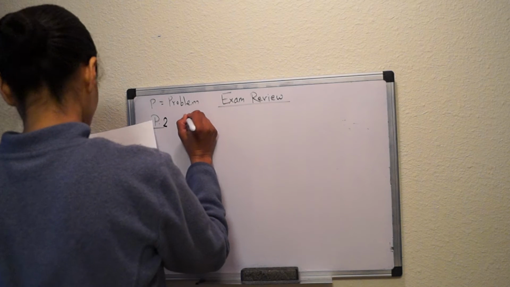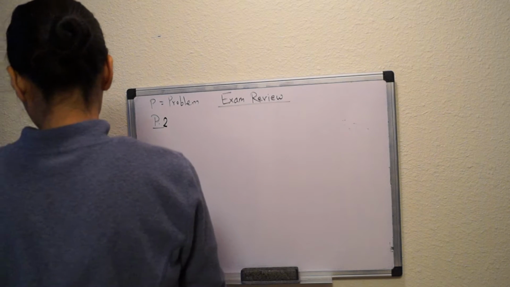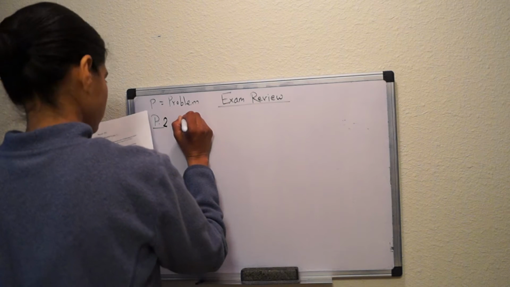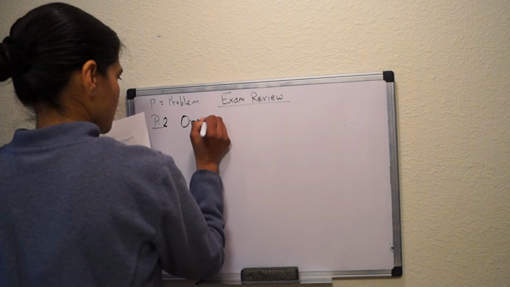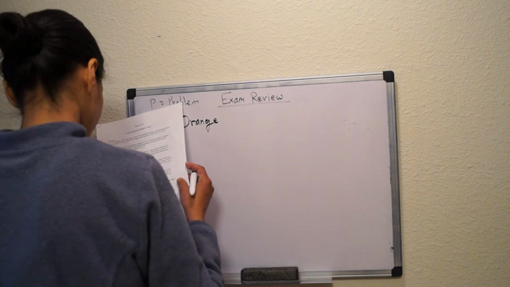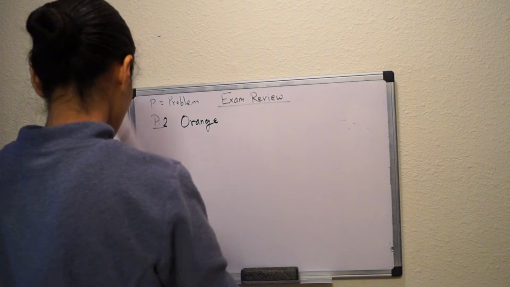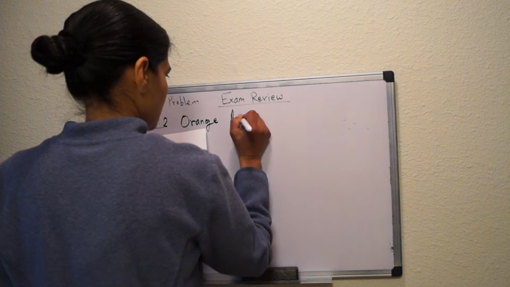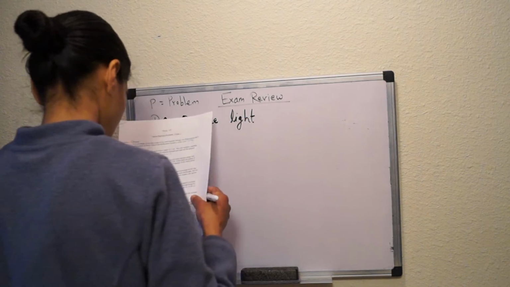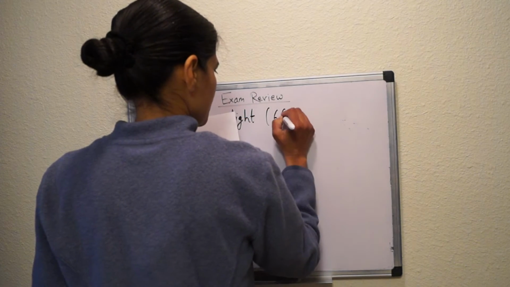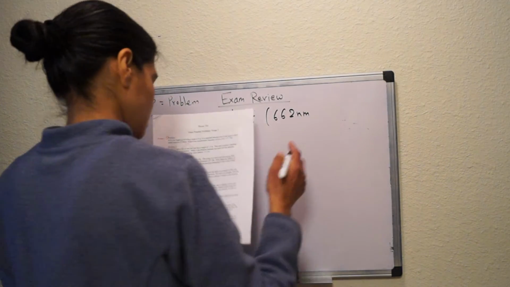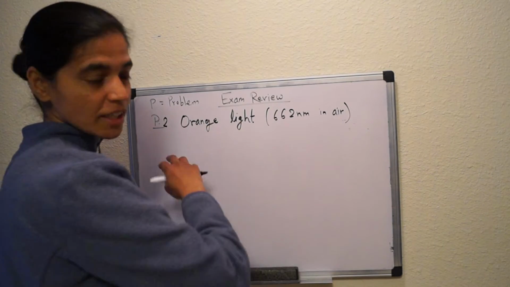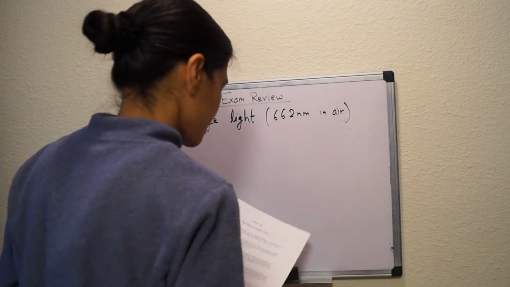Okay, so orange light, 662 nanometer in air. Please, you guys also start writing these questions as I'm writing, so we can start quickly.